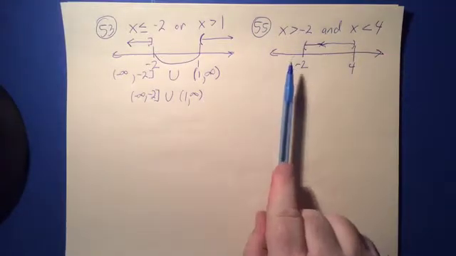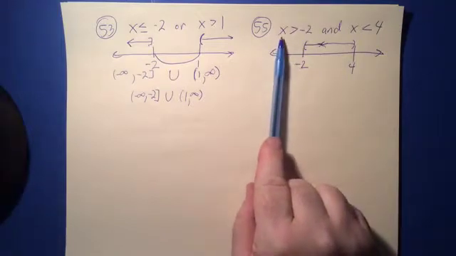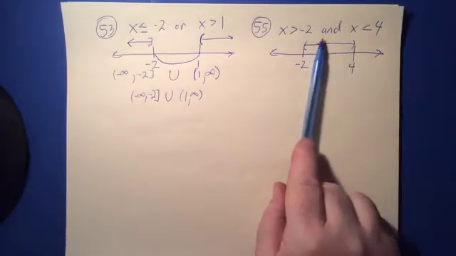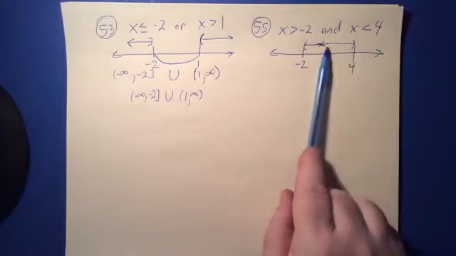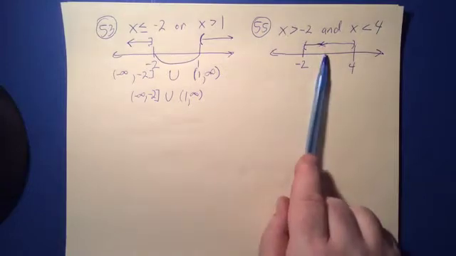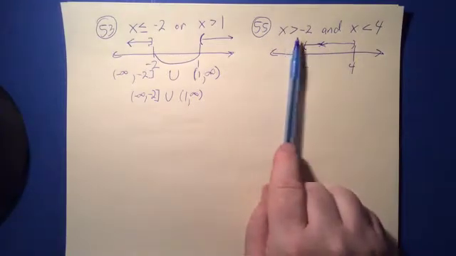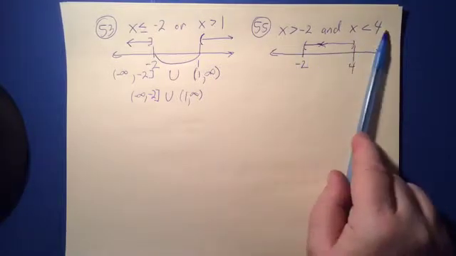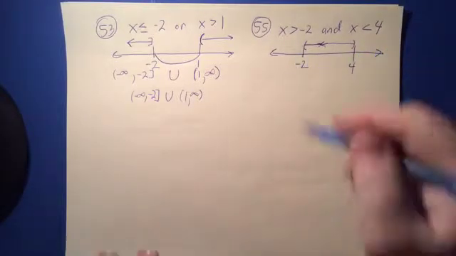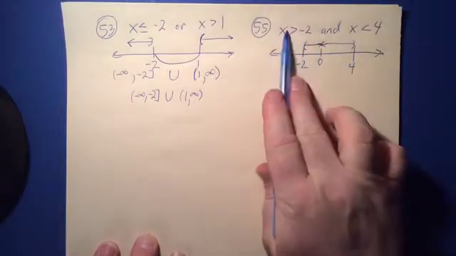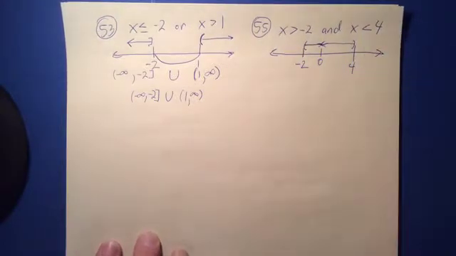So I now have expressed the relationship of x, or the values of x, that are both greater than negative 2 and less than 4. And these values are here. So you could say, for example, 0 is in this interval. 0 is greater than negative 2, and 0 is less than 4. So 0 is one example of a number that fits both of these conditions. It makes this true, and it makes this true.